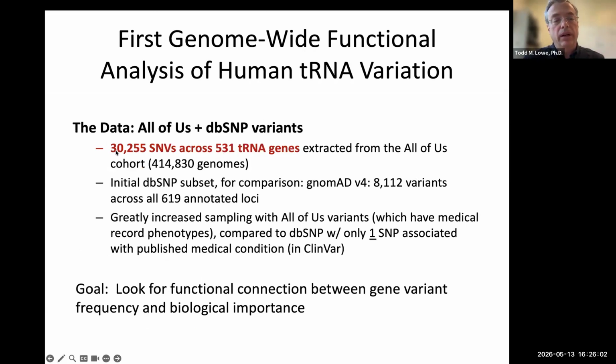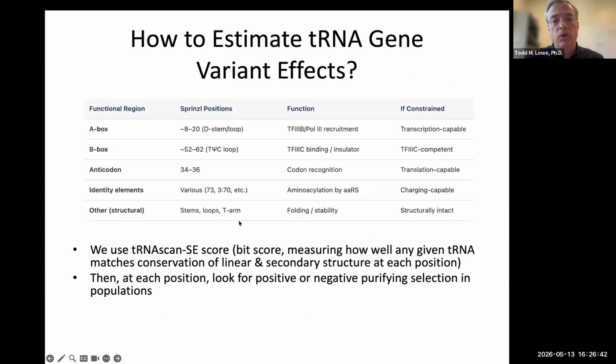So the data we were able to pull over 30,000 single nucleotide variants across 531 tRNA genes, which included some pseudogenes as sort of controls. And this is across over 414,000 genomes. And we compared this, for verification, with dbSNP, and we started with gnomAD, which at the same tRNAs has 8,000 variants. So we can see more variants at more positions from this really rich set. So the goal is then to look for functional connection between gene variant frequency and some kind of biological importance.